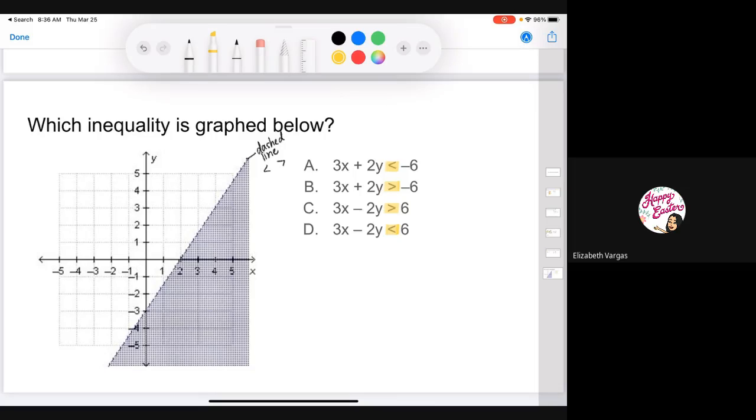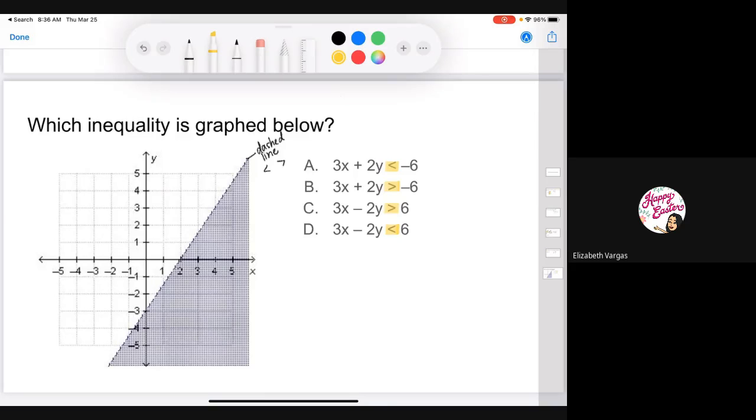We can solve this problem two ways. The first thing is we can actually go ahead and graph each of these inequalities and see if it matches or if it doesn't. Or what we can do is we can test a point within the bounds of this inequality, so within the shaded area, and see if it is true.